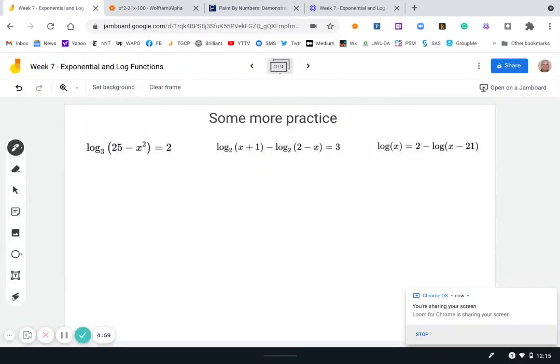Let's do one more round of practice. This is just to keep our skills sharp and to work on some problems, the likes of which you might see on the test or the quiz. So how do we solve log base 3 of 25 minus x squared equals 2?